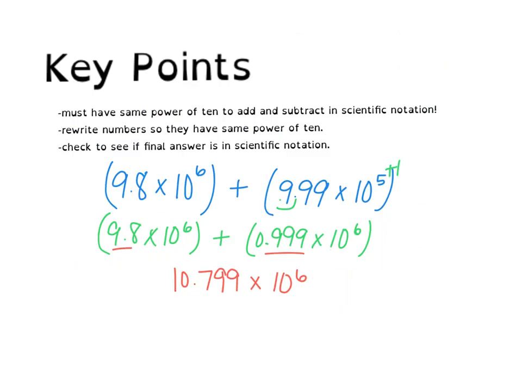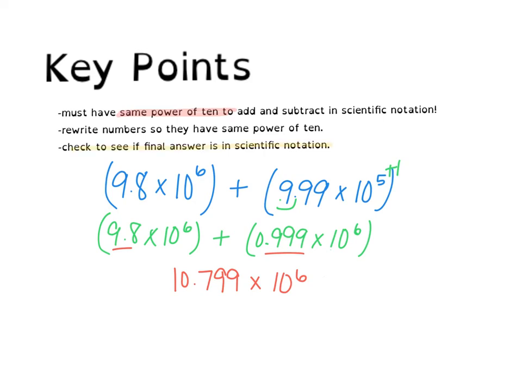All right, so after watching that video, here are some key points when you're adding and subtracting. First one, you must have the same power of 10 to be able to add and subtract in scientific notation. So make sure you get them to be the same power of 10. That's super important. Next one, make sure you rewrite numbers so they have the same power of 10. And then finally, in the end, check to make sure your final answer is in scientific notation.